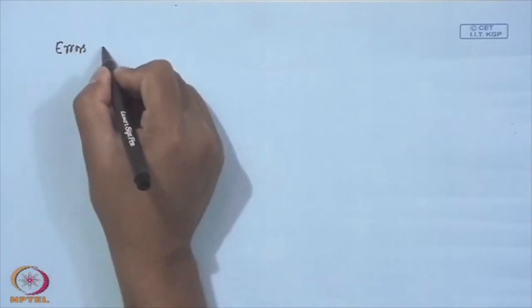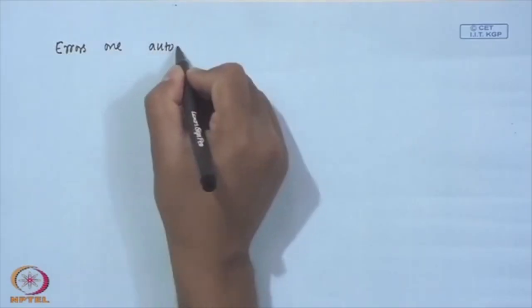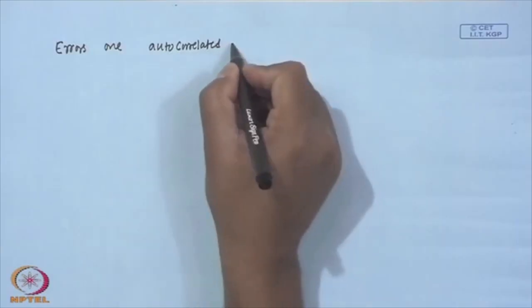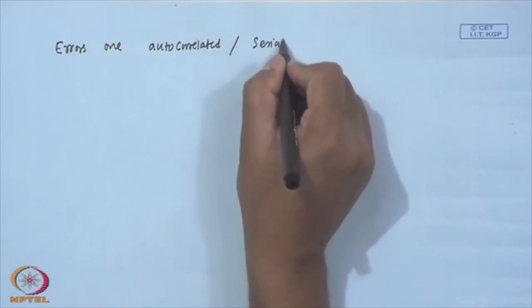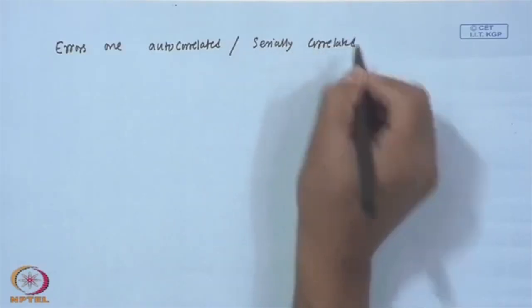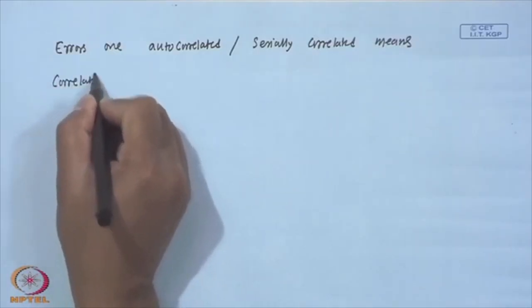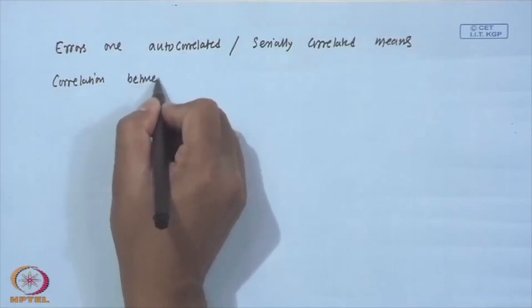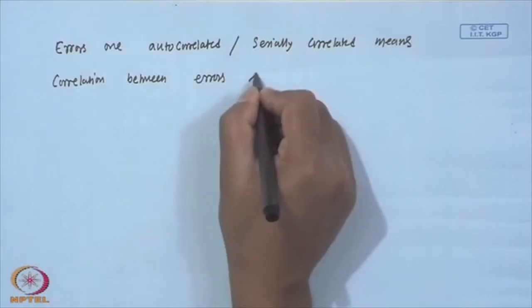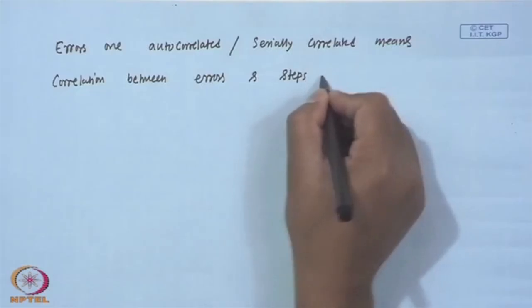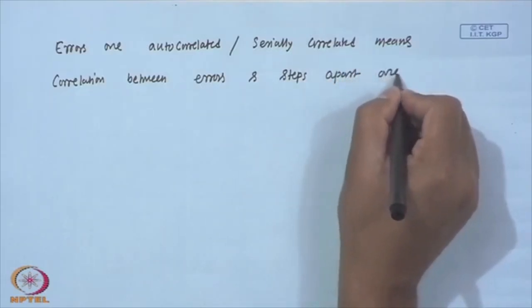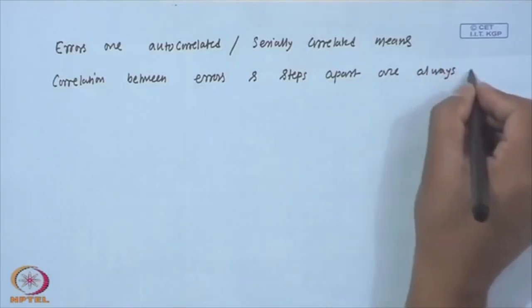So, let me write down the formal definition of autocorrelation that you know already. Errors are autocorrelated, or sometimes we call them serially correlated, means the correlation between errors s steps apart is always the same.